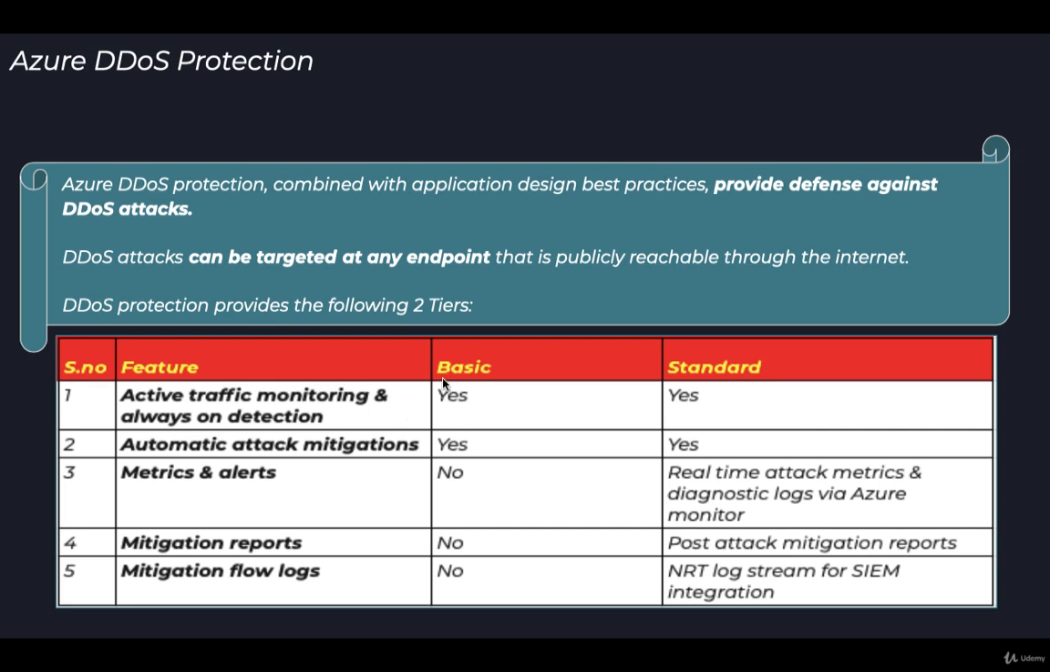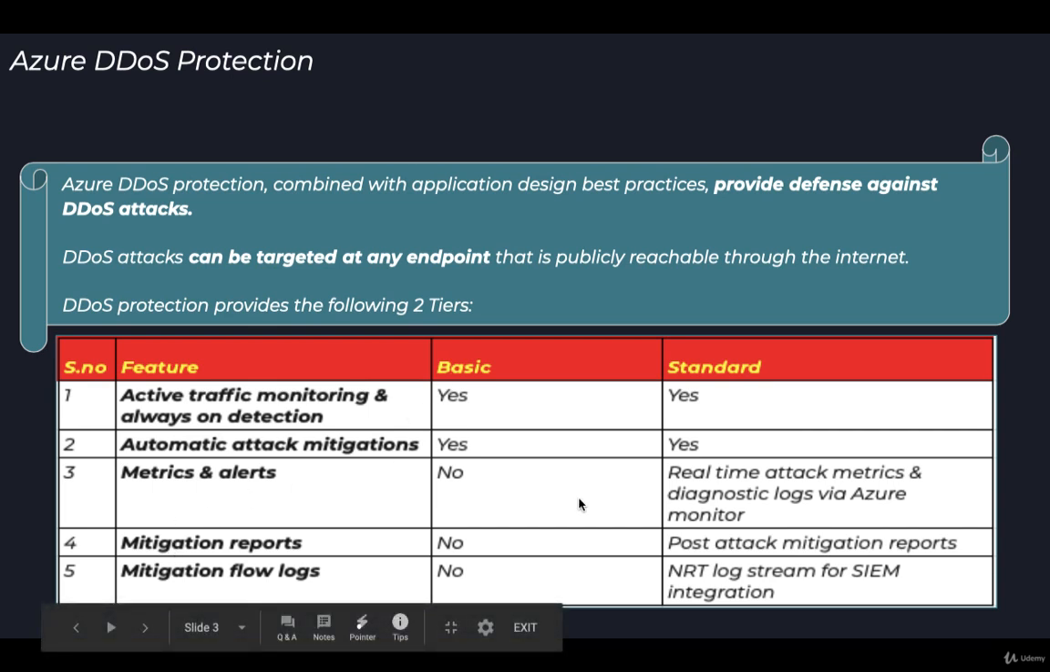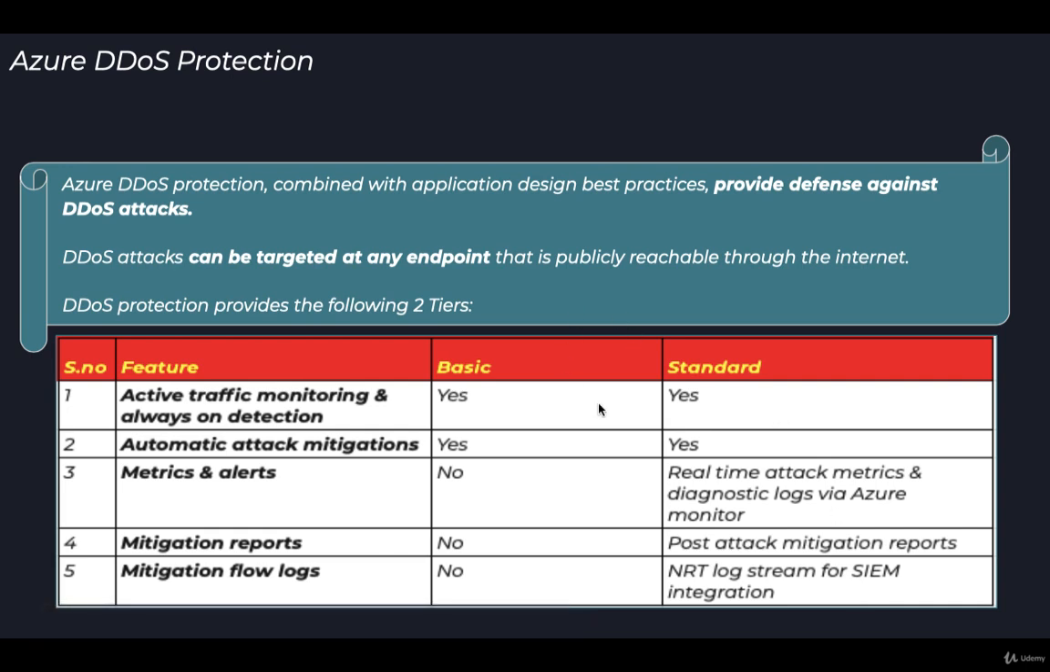But let's say you need some more details, such as metrics and alerts, real-time attack metrics, diagnostic logs via Azure Monitor, mitigation reports, and mitigation flow logs. You may want to stream logs to a SIEM tool like Splunk or Azure Sentinel, or engage DDoS experts from Microsoft on individual cases. Then you would go ahead and choose the standard tier, in which you get support from Microsoft on individual cases, or can engage DDoS experts if you are facing such attacks.